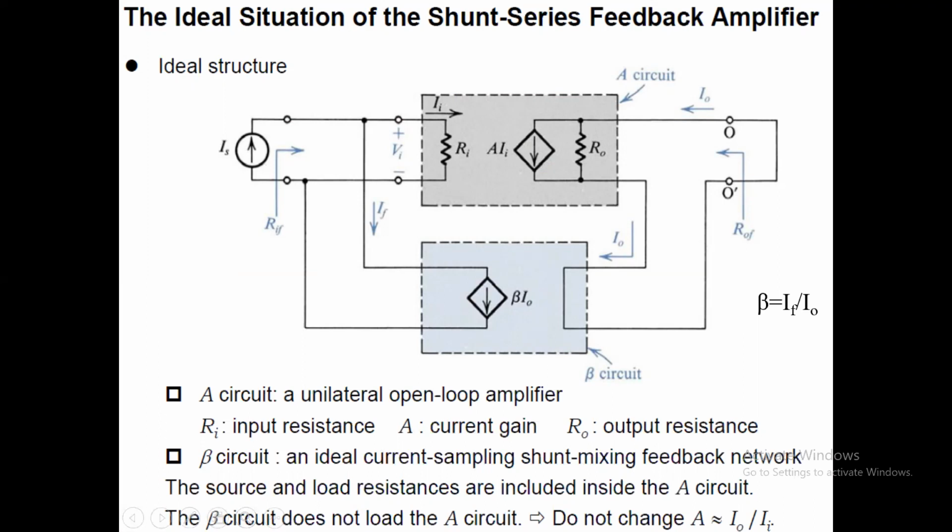Source and load resistance are included inside the amplifier. We are not considering them outside, and we consider them part of A. A is nothing but I0 by II, output current divided by input current, because it is a current amplifier we are talking about.